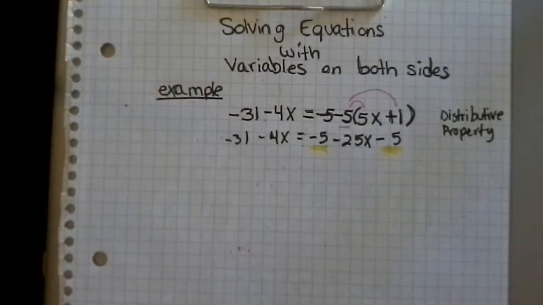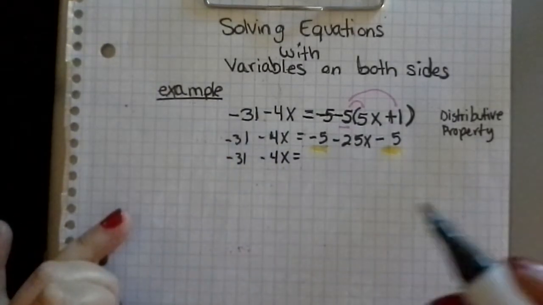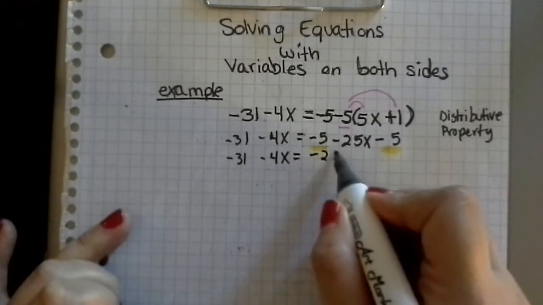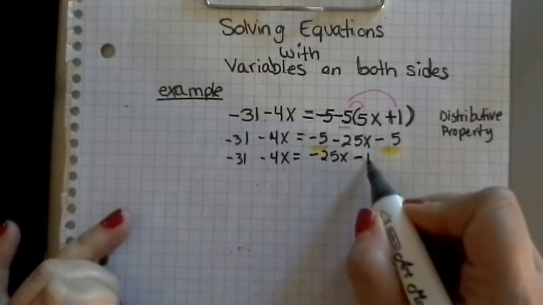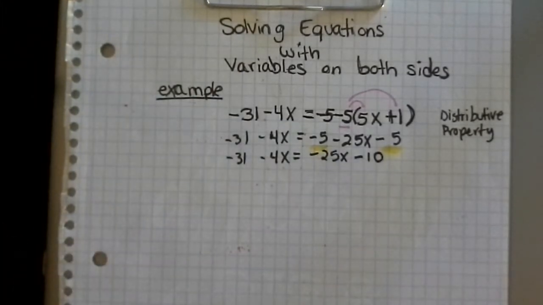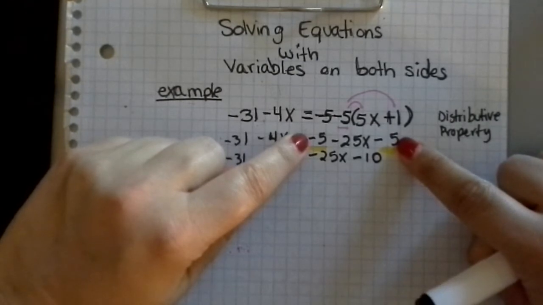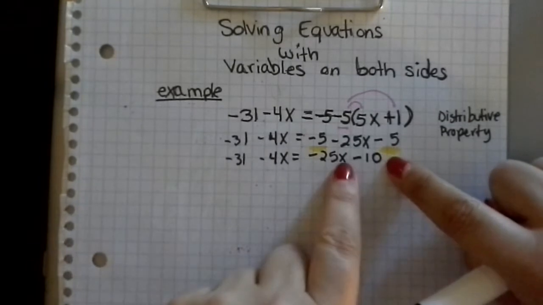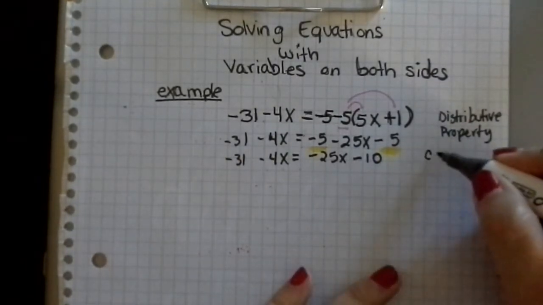If I combine those like terms, I get negative 31 minus 4x equals negative 25x. And then combining negative 5 and negative 5 gives me a negative 10. Remember, if two numbers have the same sign, we're going to add them and keep the sign. So therefore 5 plus 5 is 10. They were both negative, so I have a negative 10. And this was combining like terms.